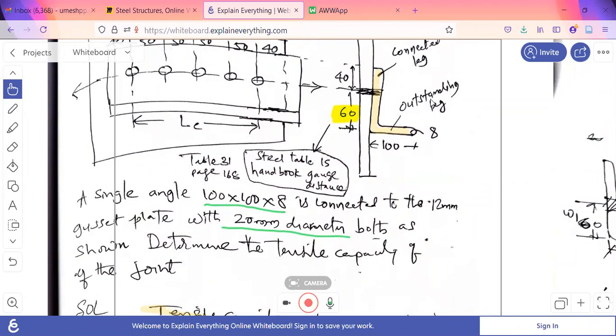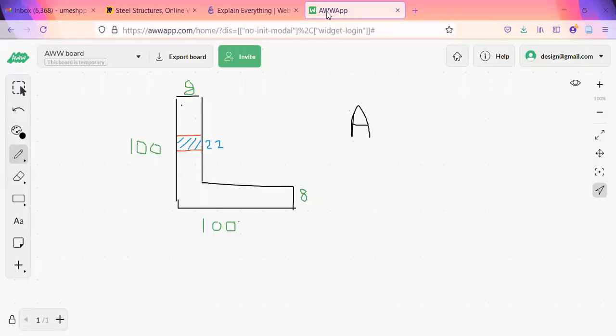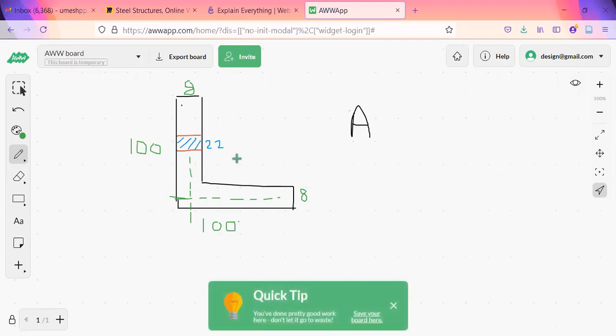The area of the outstanding leg is AG naught, the gross area. Why is it called the gross area? Because there is no hole in this outstanding leg. So I'm going to calculate these two separately. So let us see this AG naught. How to calculate it? I'll take the center line here. So these are the center lines like this.